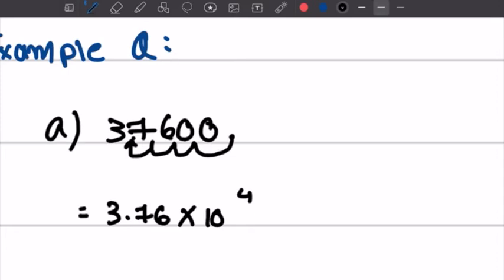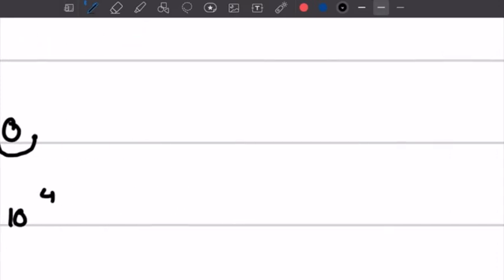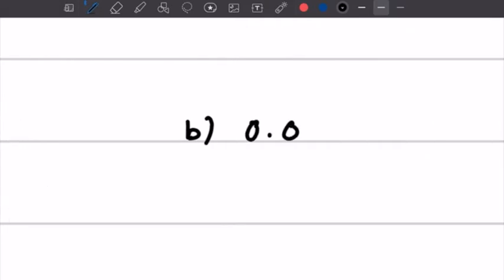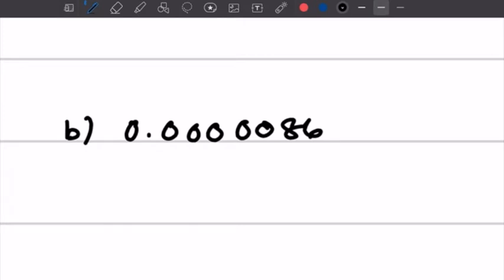We're multiplying it by 10,000. Let's look at a different case. These are the only two cases you'll see. Let's say you have 0.00000086. How do you express this in scientific notation? This is also very easy. Just a few things are different.